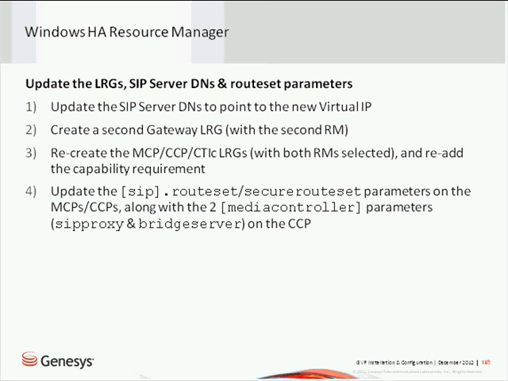These are the things that you have to do if you've decided to wait till the end to set up your high availability RMs. So basically you go back and update your SIP server VMs to use a new IP. You have to create a second gateway LRG. As I mentioned before, it's 1 gateway LRG per RM. So if you have 2, you create 2 basically identical gateway LRGs, but with each RM specified as the owner. You will have to recreate the MCP, CCP, and CTI logical resource groups, as you can't add in new RMs.